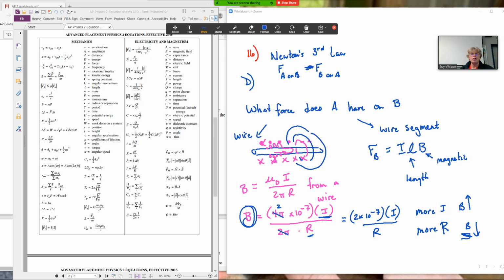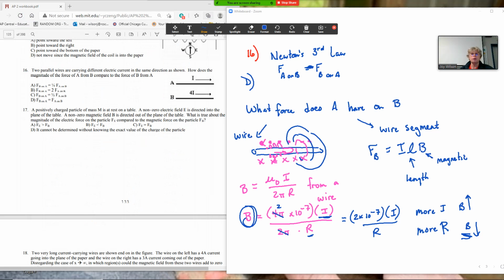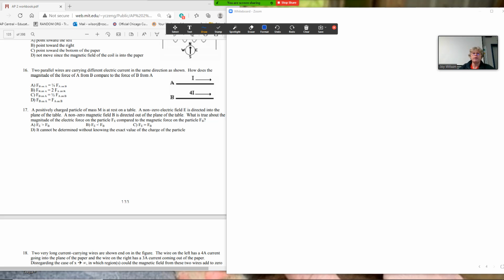So I'm going to do one with actual numbers here that is very similar to number 16, but I'm going to put some numbers in. So let's go ahead and do that. Let's say that the current I equals 0.05 amps, so that's for A, and the current for B is going to be 4 times that.